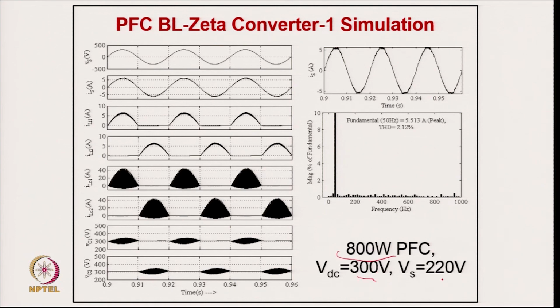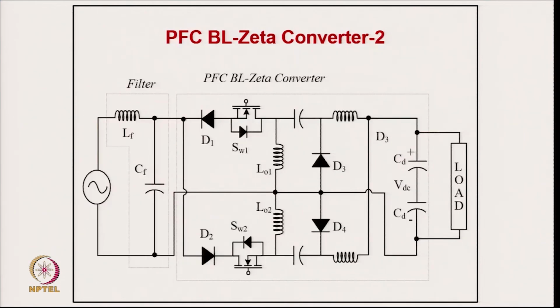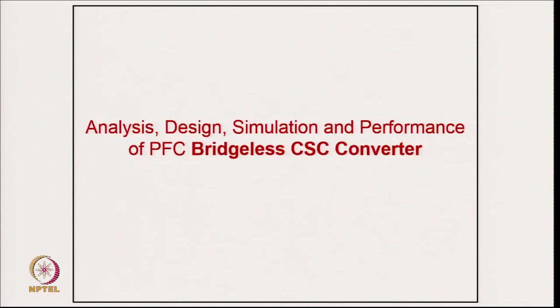with the output voltage of 300 volt, and you are getting THD of 2.1%, with the supply voltage and supply current almost in phase and almost sinusoidal current, and input current continuous for positive and negative half cycle, and the output inductor discontinuous for positive and negative half cycle, capacitor voltage continuous for positive and negative half cycle, and with THD quite low, 2.12%. And this is of course the second topology for the bridgeless Zeta converter also.